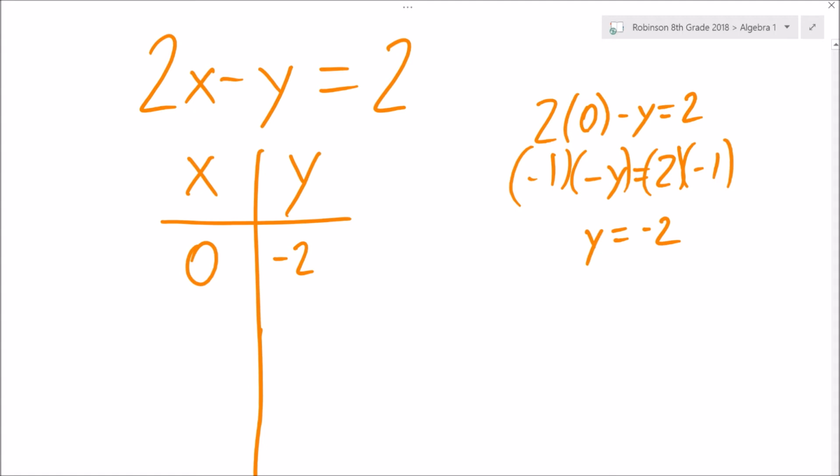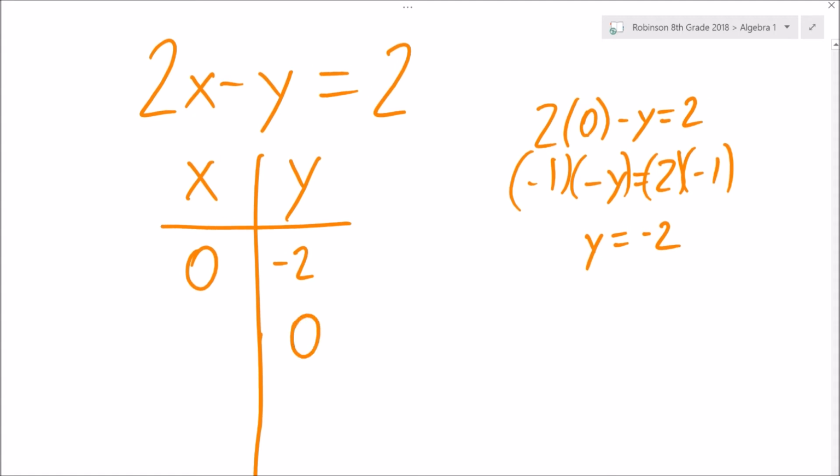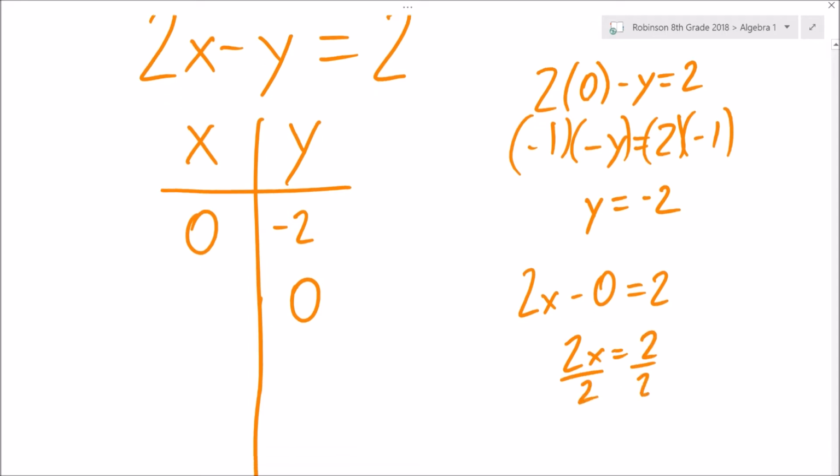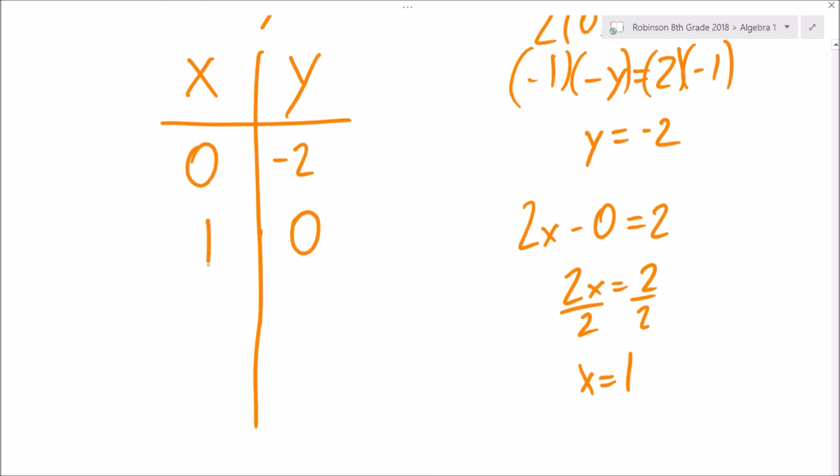I can plug numbers in for either of them. So I'll put in a 0 for y. Now I have 2x minus 0 equals 2. So I have 2x equals 2. I divide by 2. And I get x equals 1. Okay? The reason I started with these is that's my x and y intercept. I can pick other points, and I'll do one just in case.